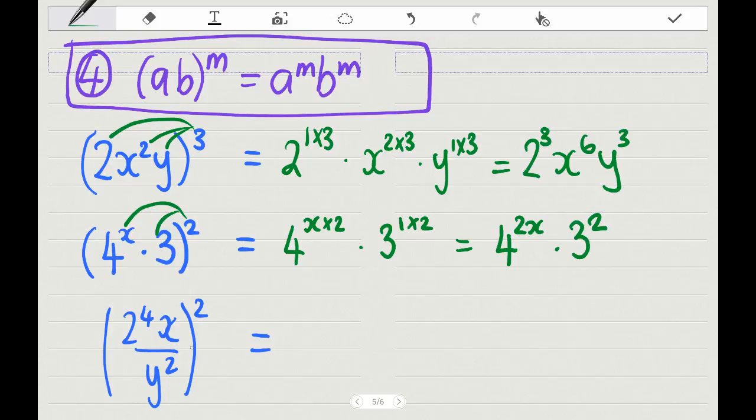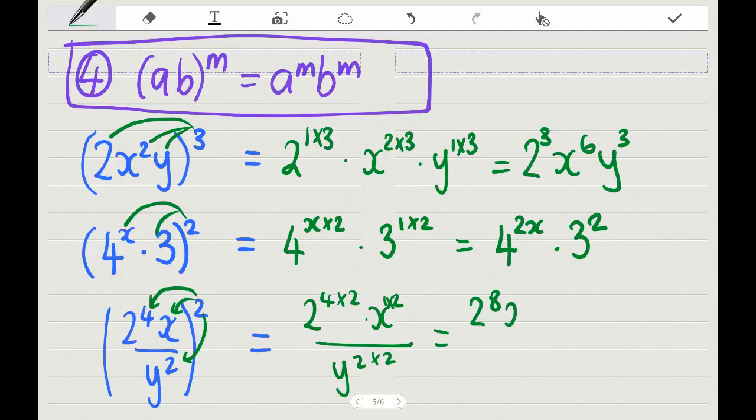Okay, here's a quotient. So we're going to distribute everything to each thing. But we're going to leave that y in the denominator, but we're still going to distribute. So it's going to be 2 to the power of 4 times 2, x to the power of 2, 1 times 2, over y to the power of 2 times 2. So can you see we've distributed it to each of the terms? So this is 2 to the power of 8, x squared, over y to the power of 4.